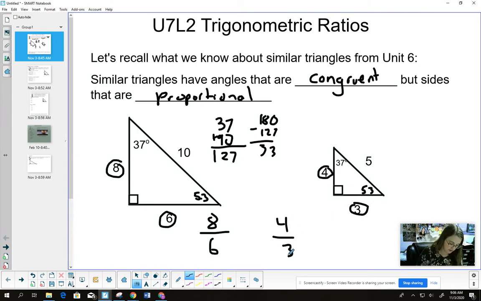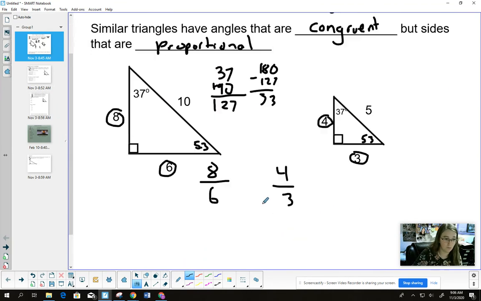So let's try that in our calculators. 8 divided by 6 gives us 1.33. And 4 divided by 3 gives us, hey, 1.33. So when 2 shapes are similar, I can compare 2 sides from one shape and 2 sides from another shape, and the ratios are actually the same. This would work out the exact same way if I did 10 over 6 and 5 over 3. We'd get the same thing because these shapes are similar.